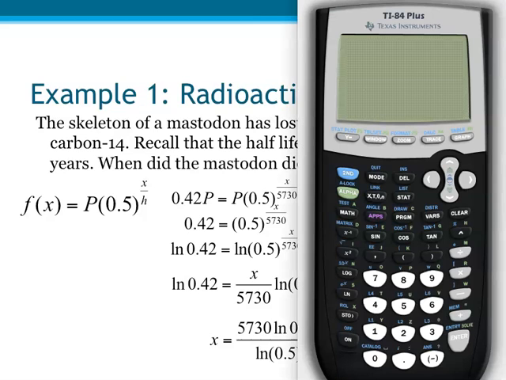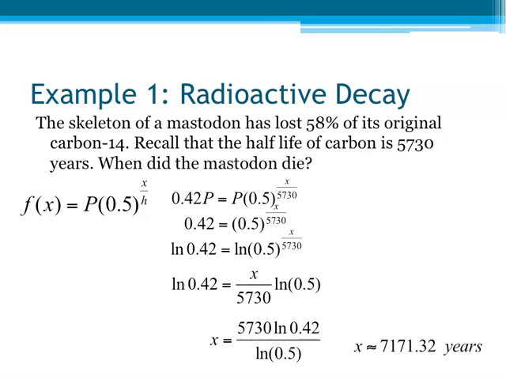So here's my calculator. I'm going to go ahead and plug in exactly what I just found x is equal to. And it looks like it's equal to 7,171.32 if we round that. Okay, so when did the mastodon die? About 7,171 years ago. Let's take a look at another example.